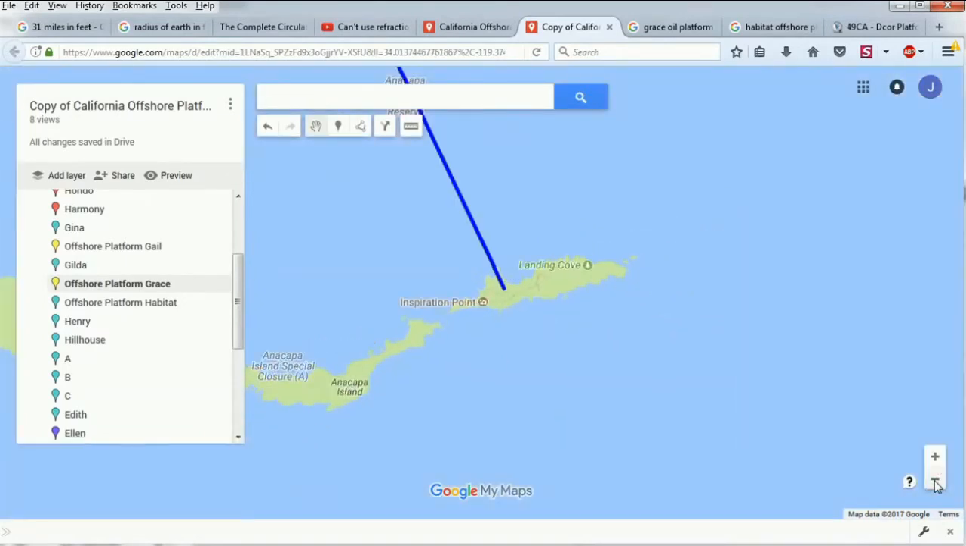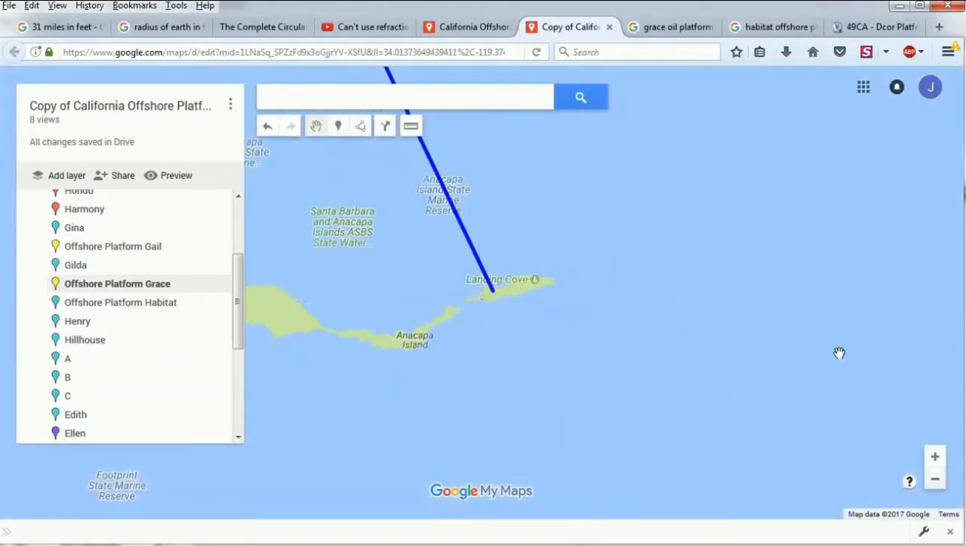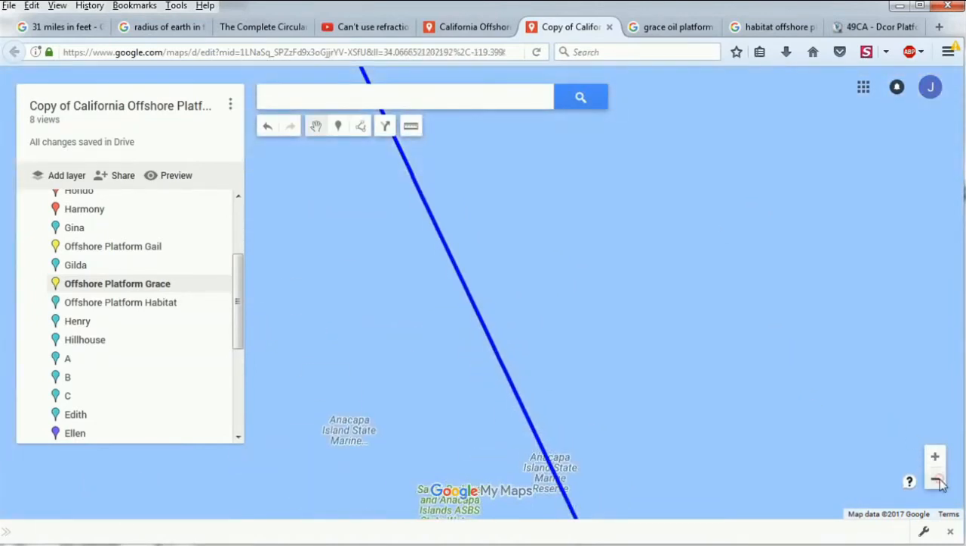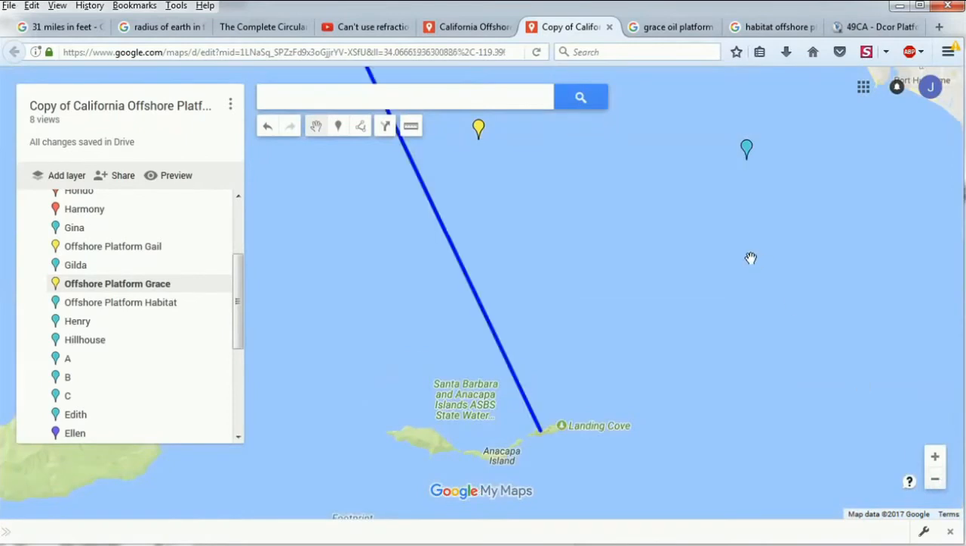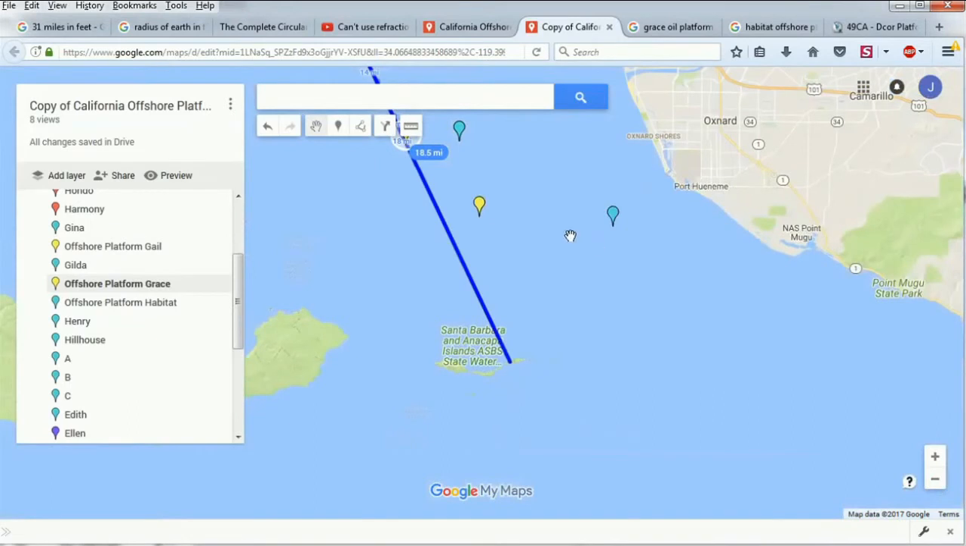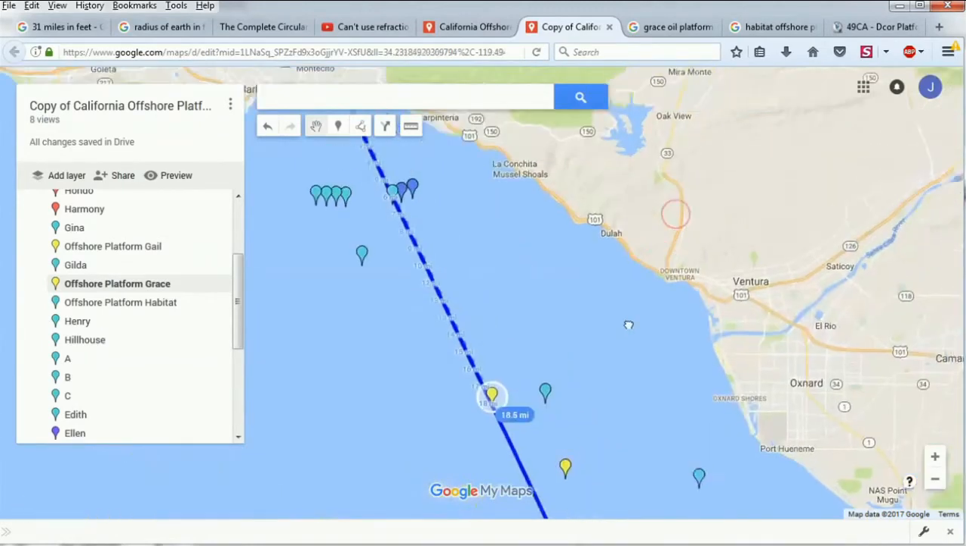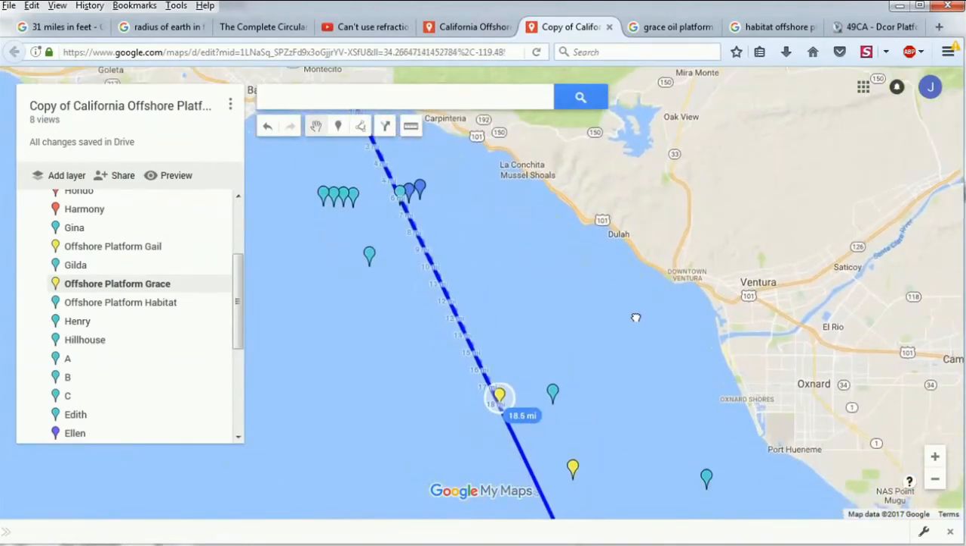So the question arises, what is the height of Platform Grace? As I said, I originally thought that the platforms were a couple hundred feet tall, or even taller than that, maybe 225 feet, and I was wrong about that. Bo and I did a lot of research, particularly Bo did. He contacted Venoco and sent me a lot of emails. He was able to find out that the helipad on top of Grace is 120 feet tall.